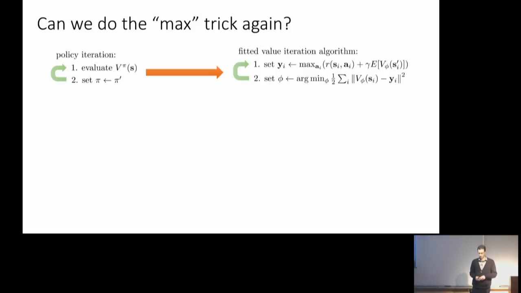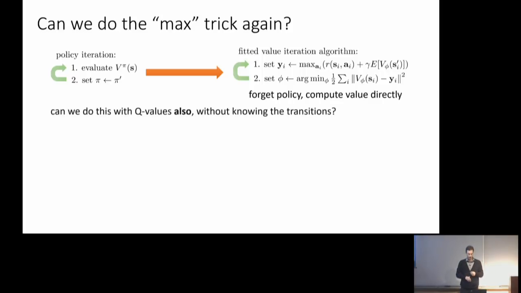So remember, what we did before is we went from this algorithm, which evaluates V pi and then explicitly updates pi by setting it to pi prime, to instead have this algorithm that just computes the value of that new policy without actually explicitly representing the new policy, and then just regresses onto those values. So this is the fitted value iteration. And now we'll do the same thing for Q values. So we'll forget the policy, just compute the value directly.